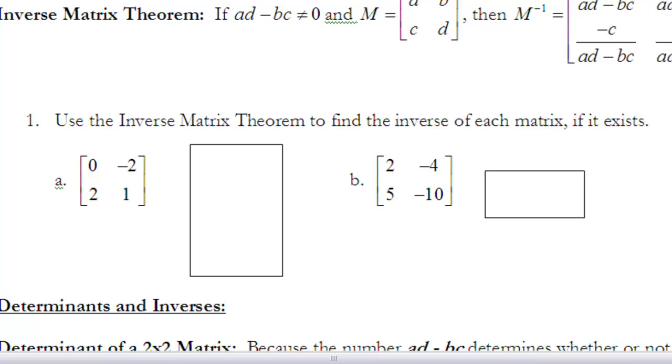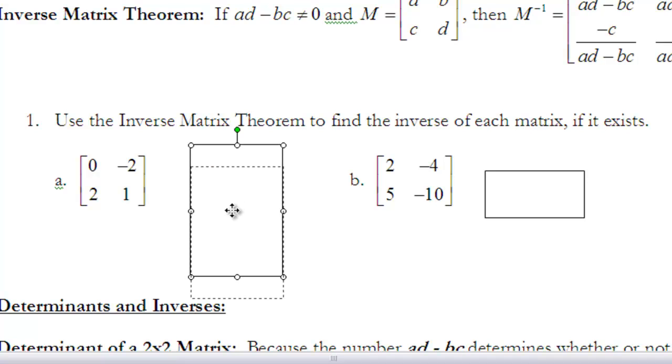Okay, so if we look at number 1 here, it says use the inverse matrix theorem to find the inverse of each of these matrices if it exists. So the first one, we have 0, negative 2, 2, 1. So what I'm going to do first, before I do anything, is figure out what AD minus BC is. Because if AD minus BC is equal to 0, I know I don't have an inverse.